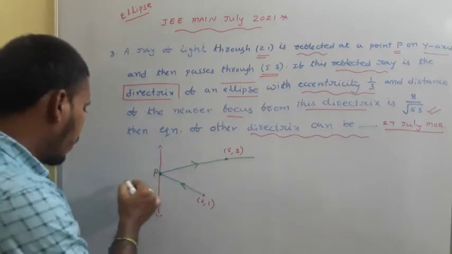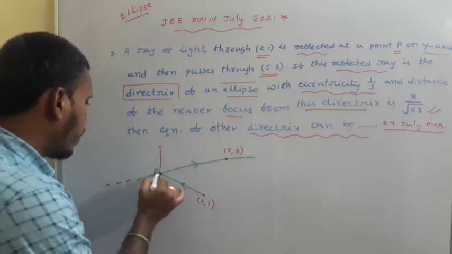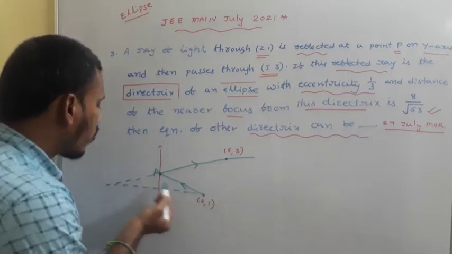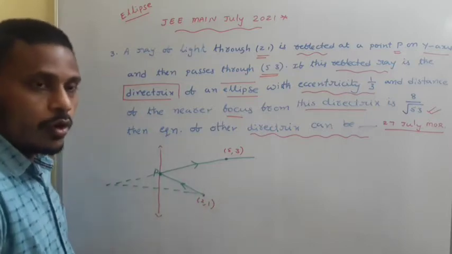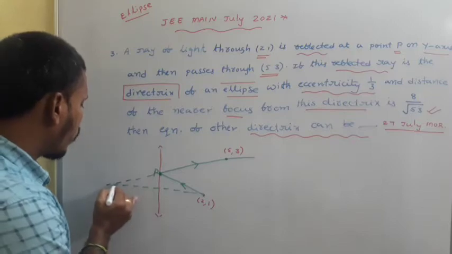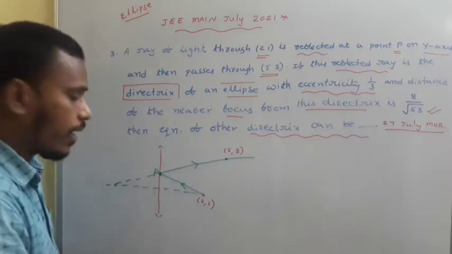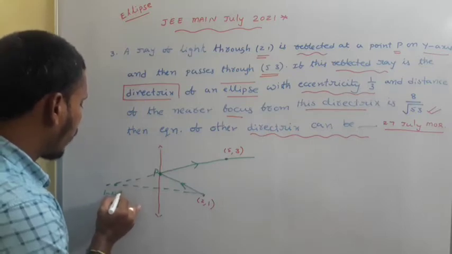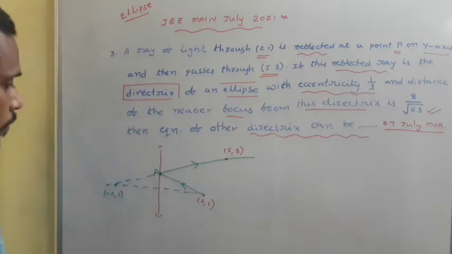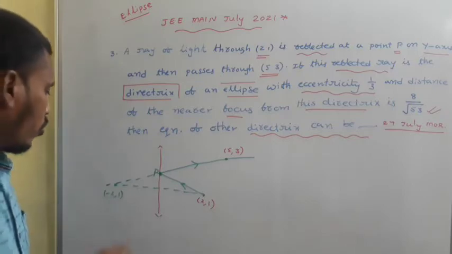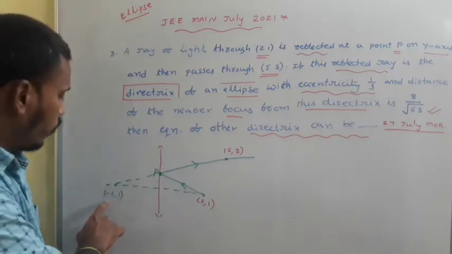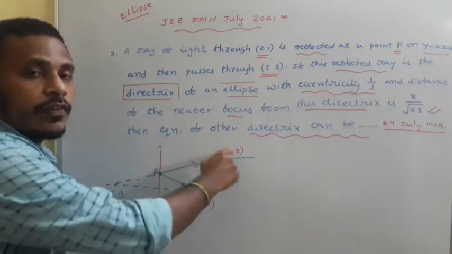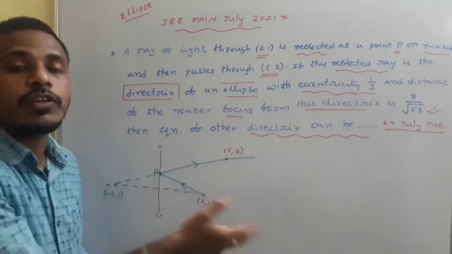As we learnt, if you extend this reflected ray, for sure this reflected ray passes through what? The image of this (2, 1) with respect to the y-axis. Image of (2, 1) with respect to the y-axis means this point is (-2, 1). Is it right? So if you use this (-2, 1) and (5, 3), then the equation of this line is nothing but the equation of the reflected ray.